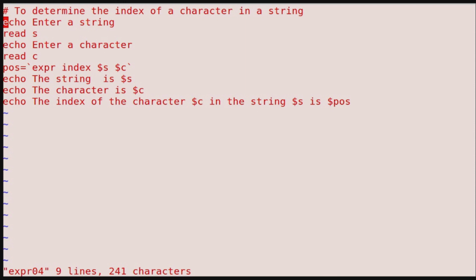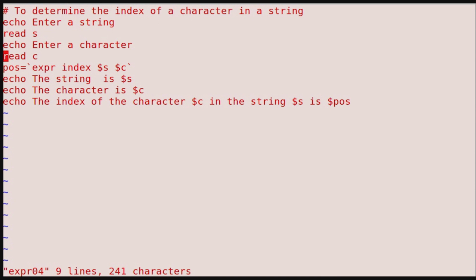The second line of the script is echo "enter a string". This echo command will display the text "enter a string" on the terminal. The third line of the script is read s. This read command will read the input from the standard input device, and the input read will be assigned to the variable s. The fourth line of the script is echo "enter a character". This echo command will display the text "enter a character" on the display device.